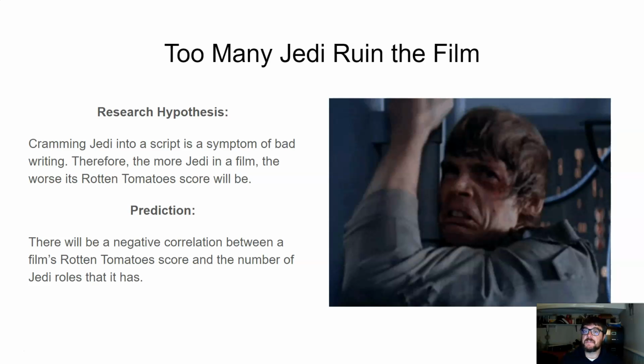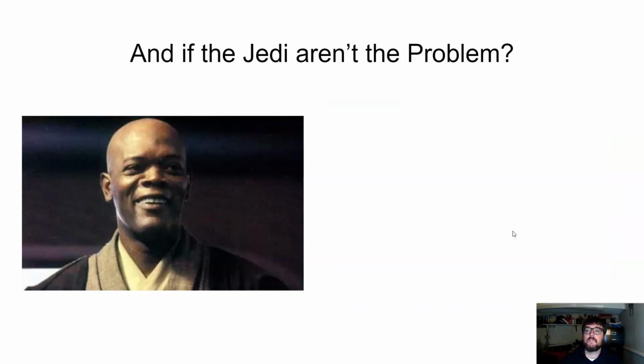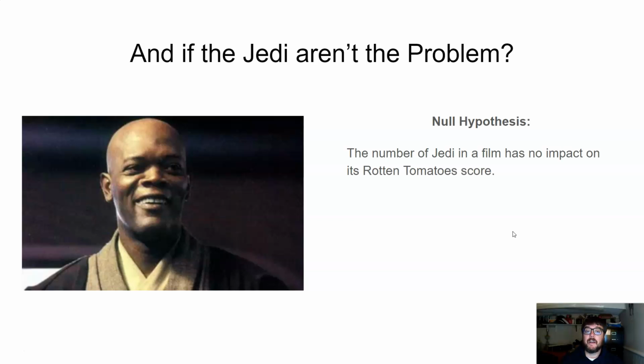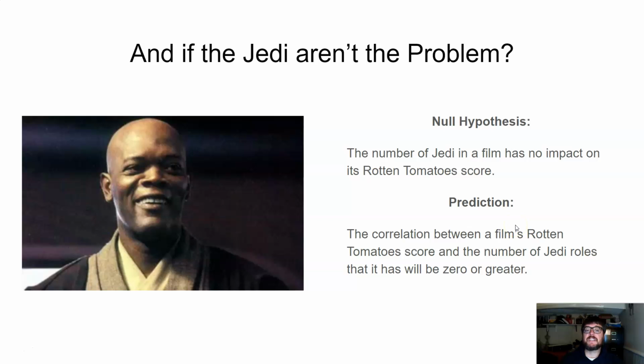They're both continuous variables, so the appropriate way to see if there's an association with them is with a correlation test. And if Jedi aren't the problem, that's our null hypothesis: the number of Jedi in a film has no impact on its Rotten Tomatoes score. And here I've tried to break up the null situation into a hypothesis and a prediction. So the prediction is that the correlation between a film's Rotten Tomatoes score and the number of Jedi roles that it has will be 0 or greater.